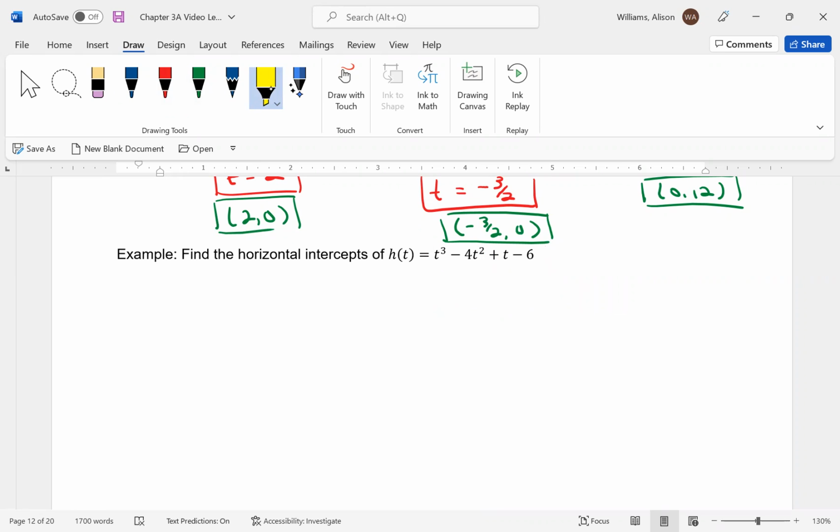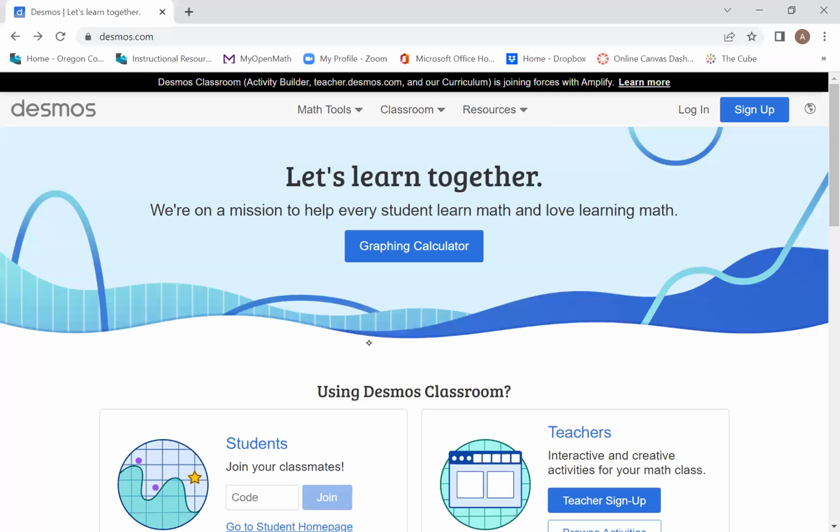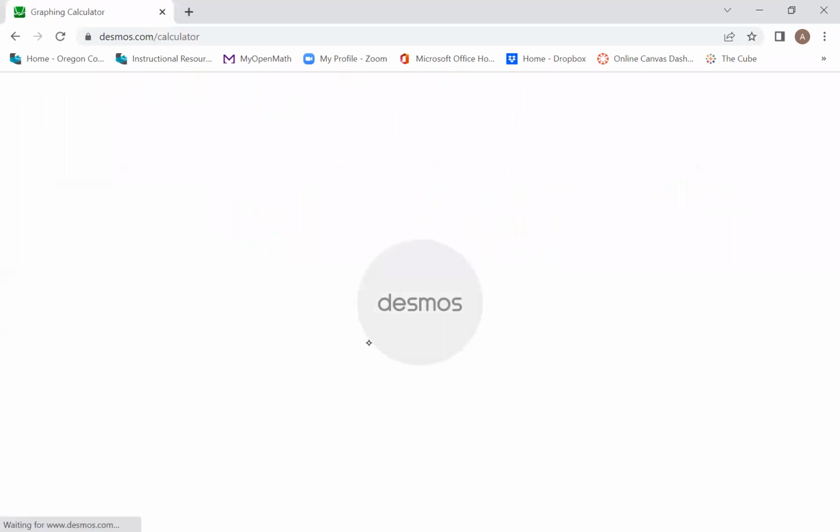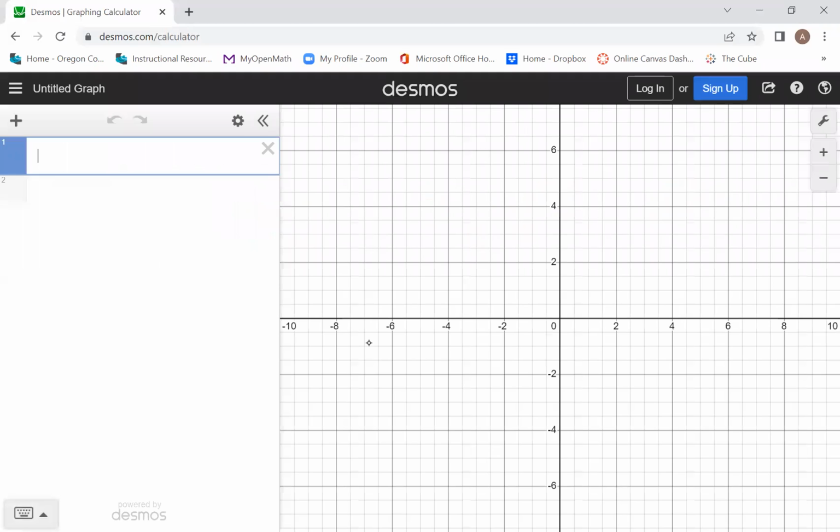And therefore, I'm going to go ahead and use Desmos. So let me jump into Desmos really quick. I'm going to share that. And we're at the graphing calculator. Here I'm going to attach my keyboard to make my life a little easier. I'm going to enter the equation, and I'm going to enter it exactly as is.